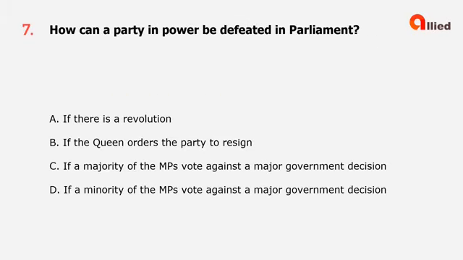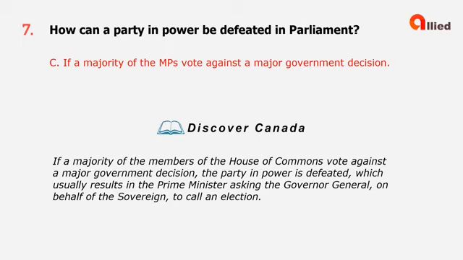Question 7. How can a party in power be defeated in Parliament? A. If there is a revolution. B. If the Queen orders the party to resign. C. If a majority of the MPs vote against a major government decision. D. If a minority of the MPs vote against a major government decision. The answer is C. If a majority of the MPs vote against a major government decision.